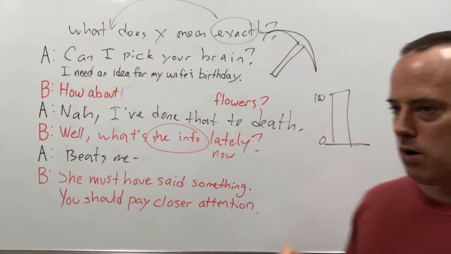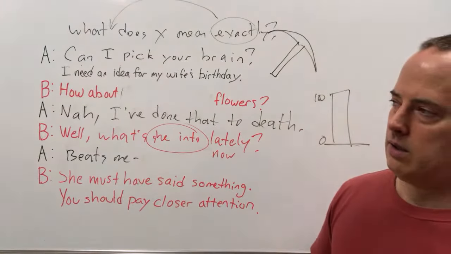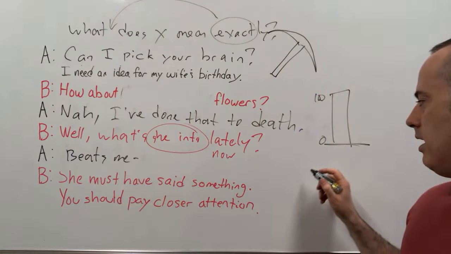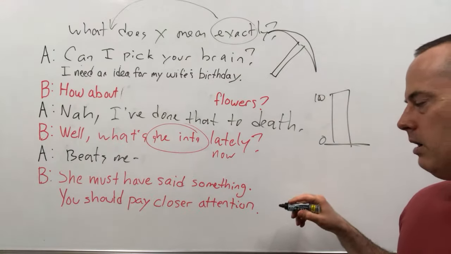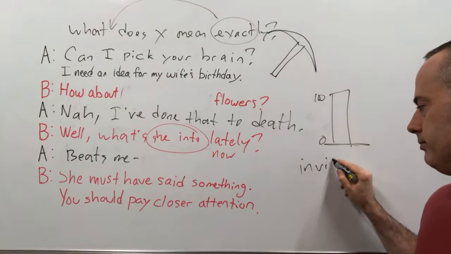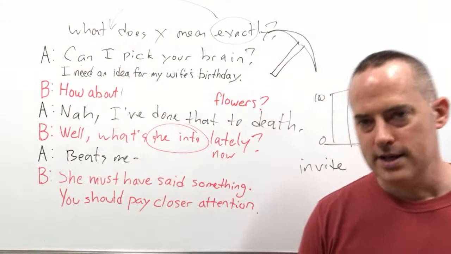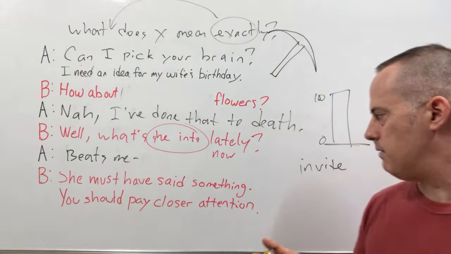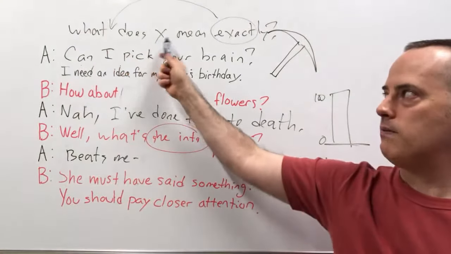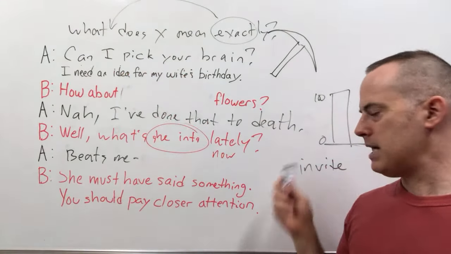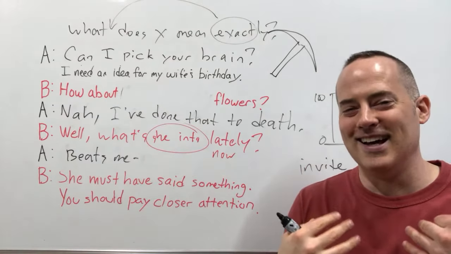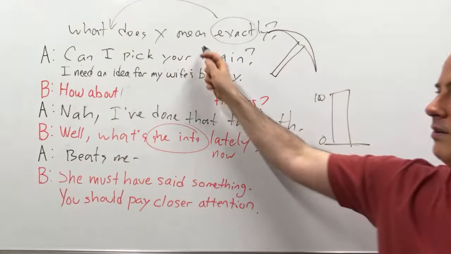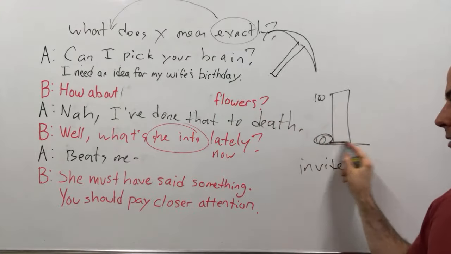So let's say there's a word, what's a random word? Let's say invite. So the random word is invite, and maybe I don't know what that means at all. I don't know the meaning of invite at all. So if I say, what does invite mean? It means I'm kind of ignorant. It just means I don't know what something means. It means basically zero. I don't know anything about it.